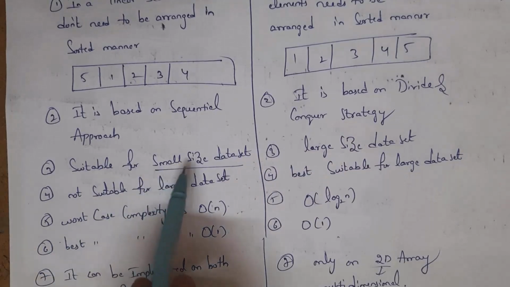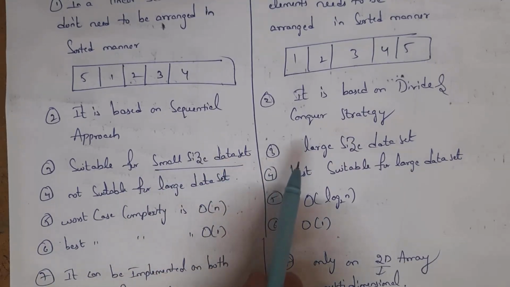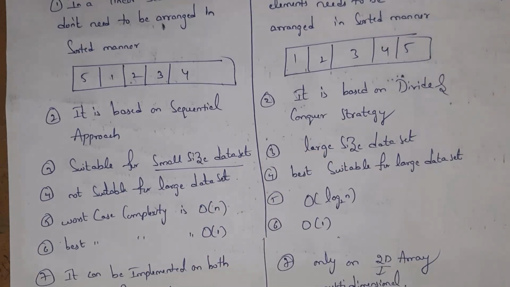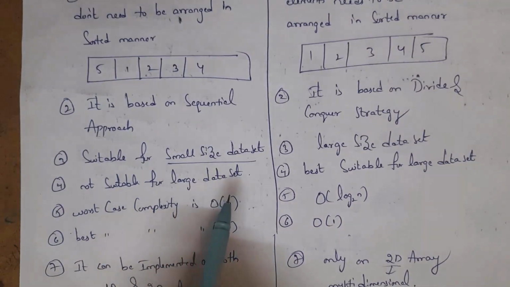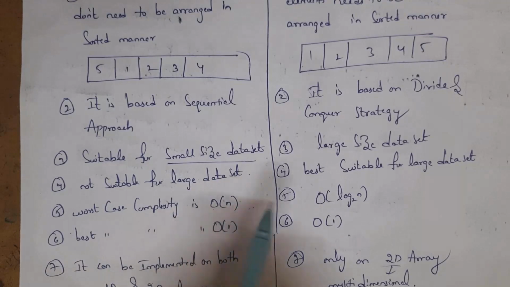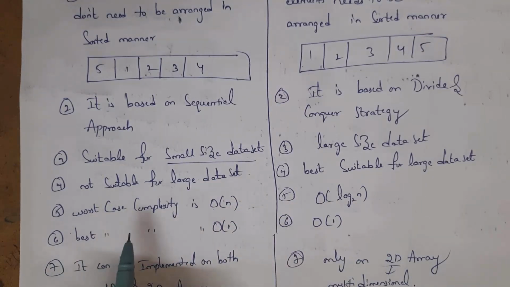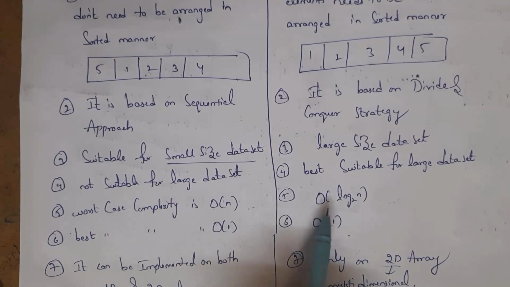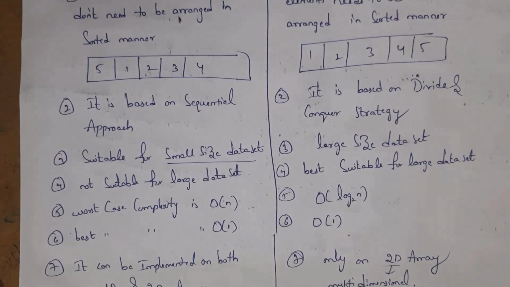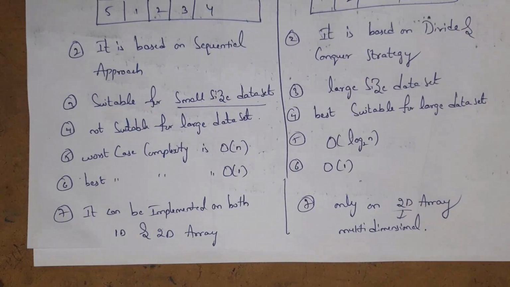Linear search is suitable only for small data sets and it is not suitable for large data sets, whereas binary search is suitable for large data sets. The next difference is the worst case complexity of linear search is big O of n and the worst case complexity of binary search is O of log base 2 n. The best case complexity of linear search is big O of 1 and the best case complexity of binary search is big O of 1. Linear search can be implemented on both one dimensional array and multi-dimensional array, but binary search can be implemented only on multi-dimensional array.